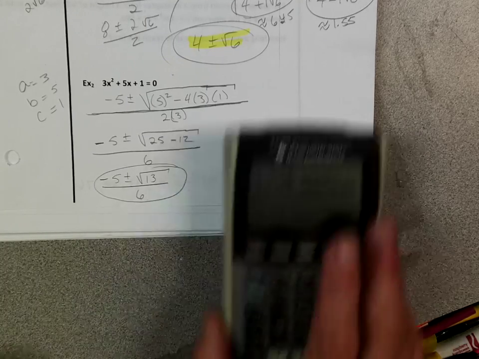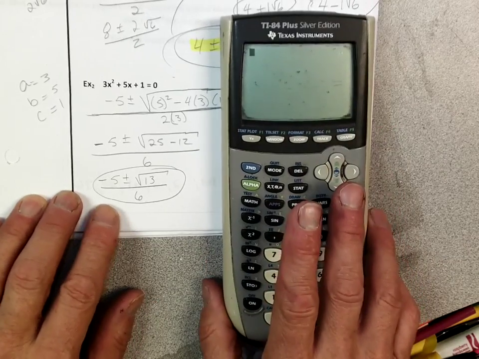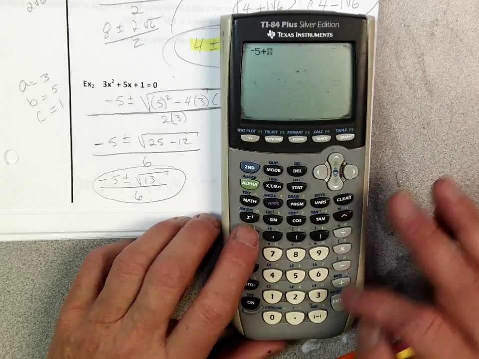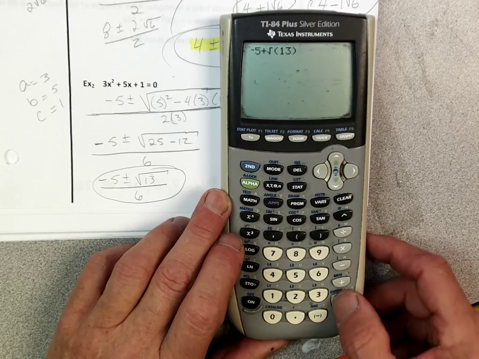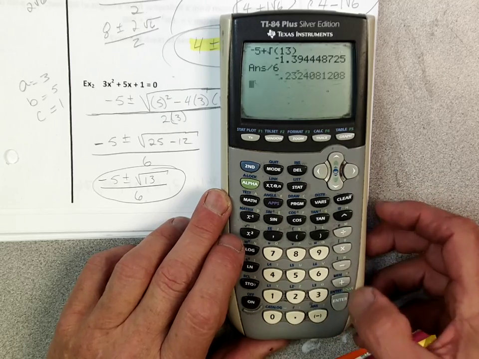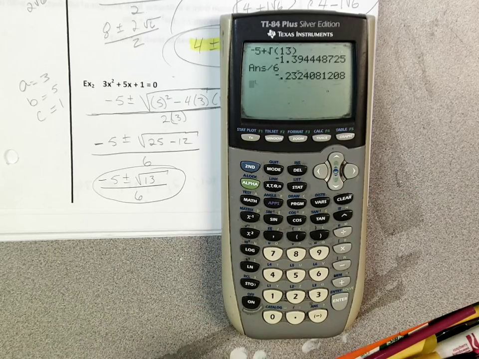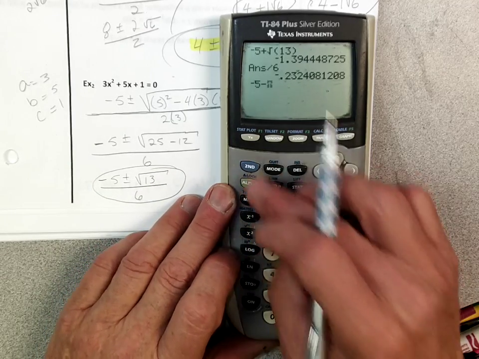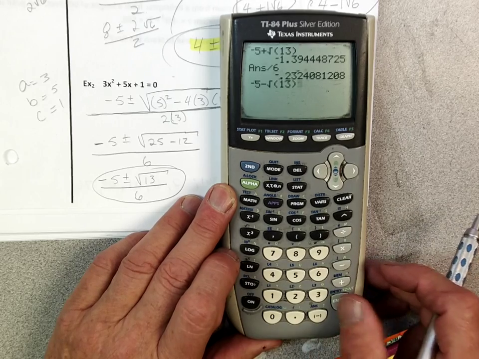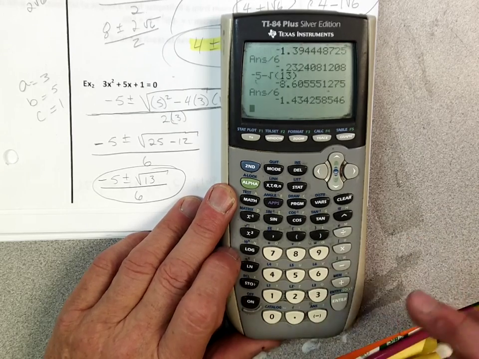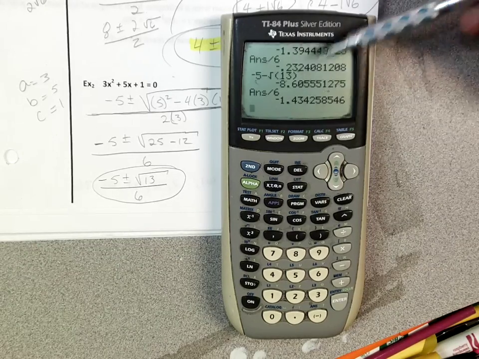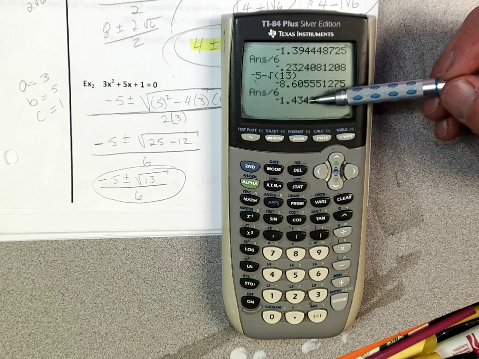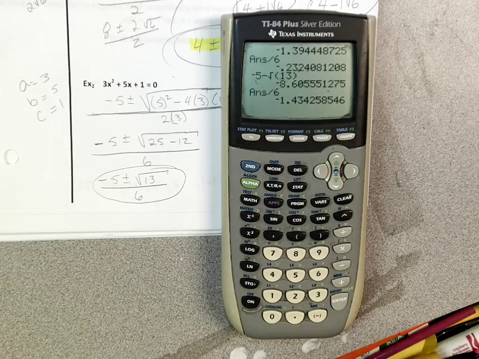If we wanted a decimal answer, we would just do this. Watch it on the calculator. I would go negative 5 plus the square root of 13, get my answer, and divide it by 6. So one decimal answer is about negative 0.23. The other decimal answer would be negative 5, subtract the square root of 13, get my answer, divide it by 6. So there are my two answers: negative 0.23 and negative 1.4. If I were graphing it, that's where I would cross the x-axis, or if it's a story problem.